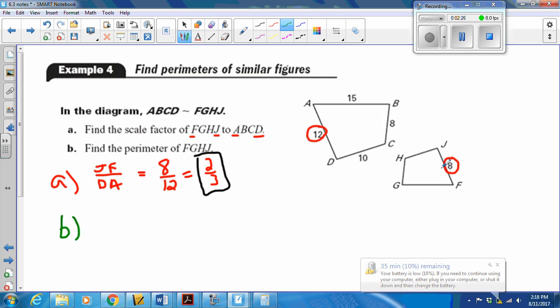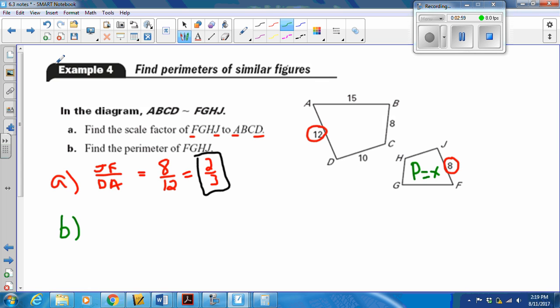Now, here it says for part B, find the perimeter of FGHJ. If we look at our figure here, we're only given one side, right? We don't have the values of the other sides. Now remember, to figure out perimeter, all you got to do is add up all the sides of that figure, or the polygon. But we can't do that here. So in this case, perimeter, we're going to make it X, because it's unknown. We don't know what it is. Remember, perimeter is the amount of stuff around the object, or in this case, this polygon.